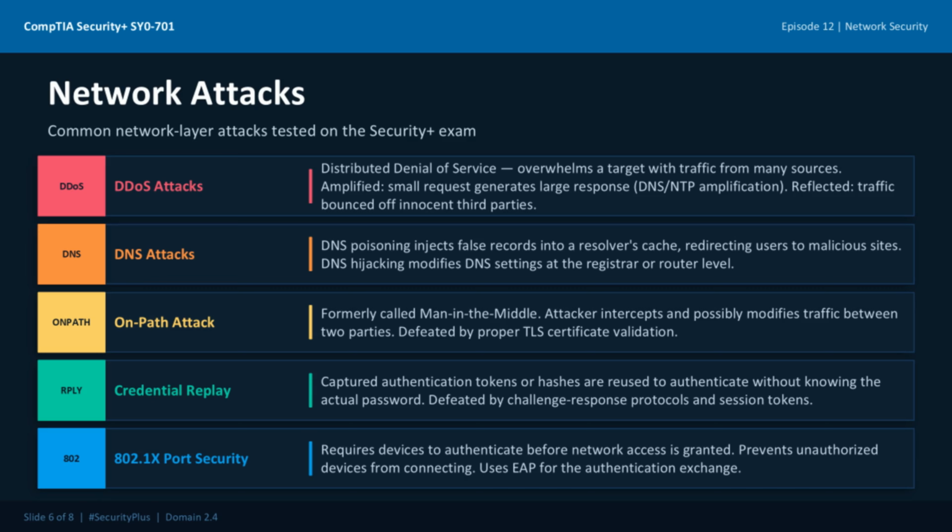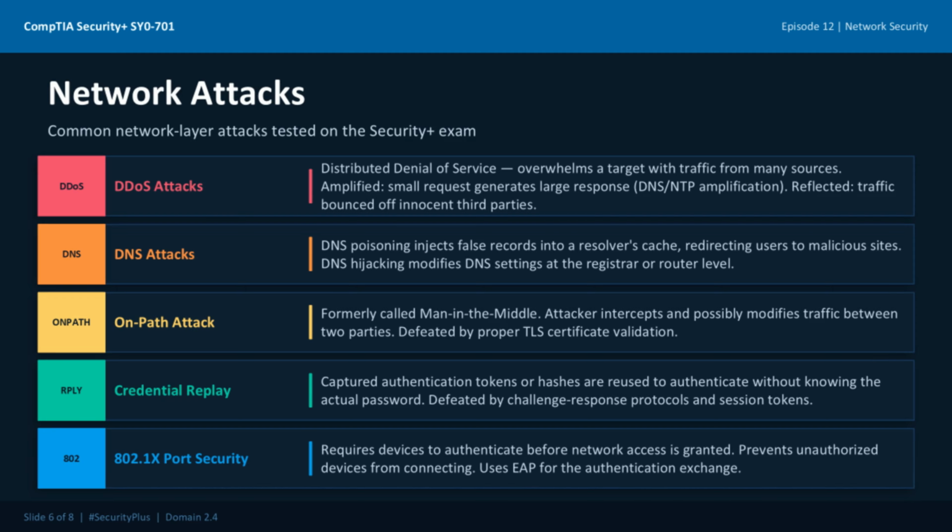DNS poisoning injects false records into a DNS resolver's cache, redirecting users to malicious sites. DNS hijacking modifies DNS settings at the registrar or router level. An on-path attack positions the attacker between two communicating parties to intercept and potentially modify traffic. Proper TLS certificate validation defeats on-path attacks.